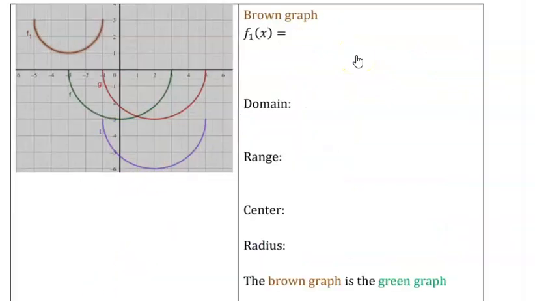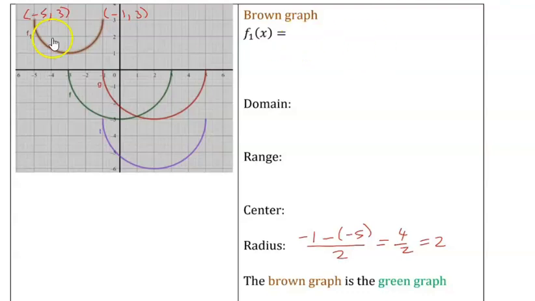Let us look at the brown graph. First of all, if I look at the endpoints here, I get the value minus 5, 3, and you can zoom in on the graph to get those values. Then on the right hand side I get x is minus 1 and y is equal to 3. So my radius will be minus 1 minus minus 5 divided by 2. That gives me 4 divided by 2, which is equal to 2. So my radius is now 2, and you can see that it is not as wide as the other 3 graphs.